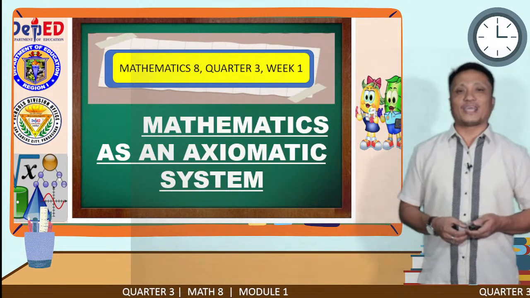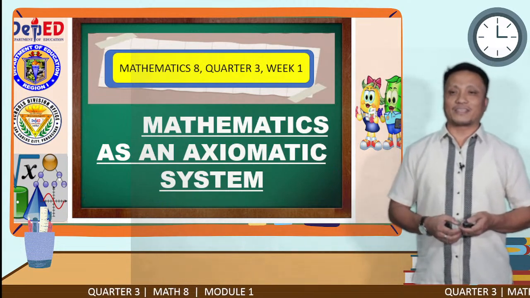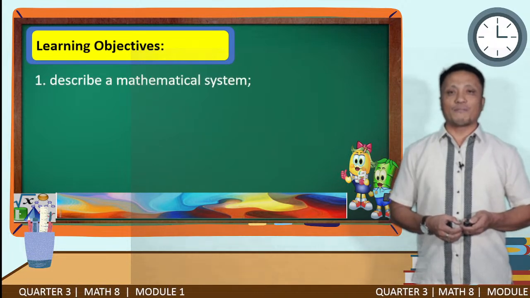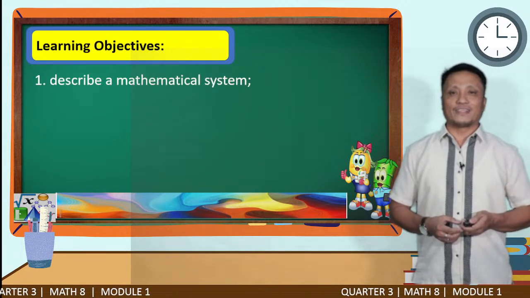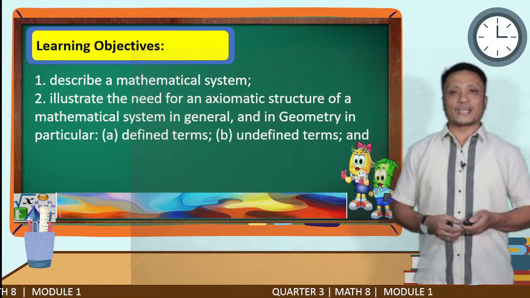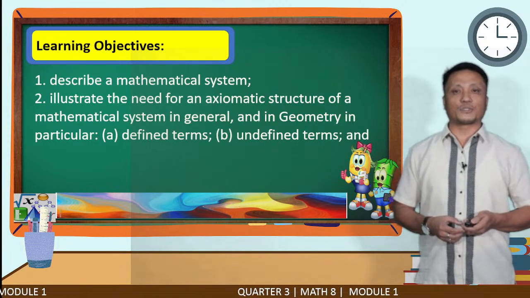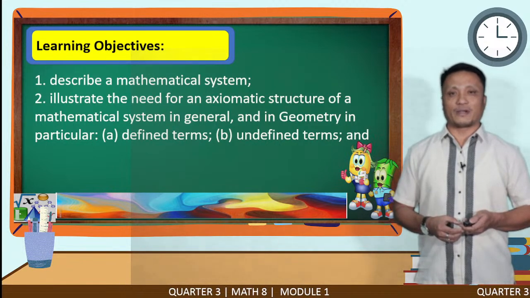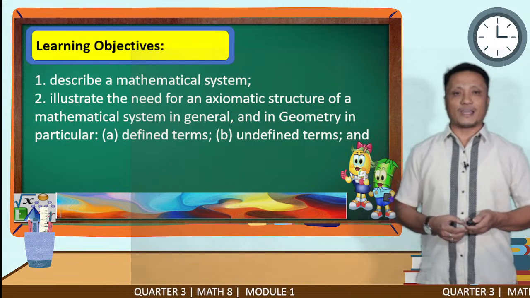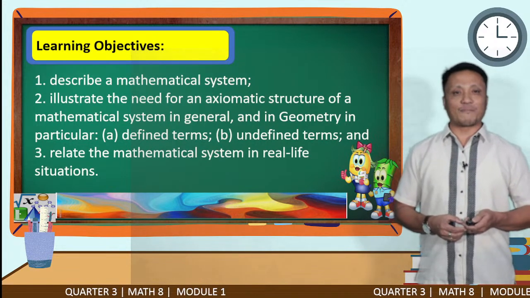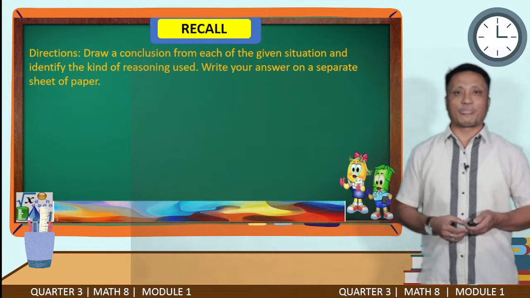Our lesson for today is about mathematics as an axiomatic system. At the end of this session, you will be able to: number 1, describe a mathematical system; number 2, illustrate the need for an axiomatic structure of a mathematical system in general and in geometry in particular, defined terms and undefined terms; and number 3, relate the mathematical system to real-life situations.